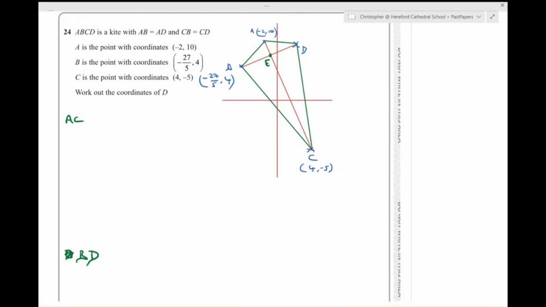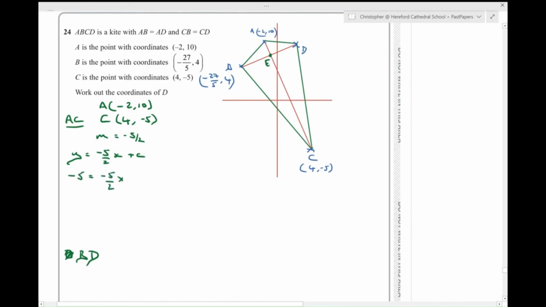First of all, AC. Well, A is the point minus 2, 10, and C is the point 4, minus 5. So I can work out the gradient between those points, and so can you. And the gradient you should get is minus 5 over 2. So that's the gradient. So now I'm going to work out an equation for the line AC. I'm going to use y equals mx plus c, and now I'm going to substitute in a point that I know, perhaps the point 4, minus 5. So that means that minus 5 is going to equal minus 5 over 2 times 4 plus c, and that will enable me to find c. If you do that correctly, you'll get that c is 5. And now we know that the equation of the line AC is y equals minus 5 over 2 x plus 5. Okay, that's the equation of AC.